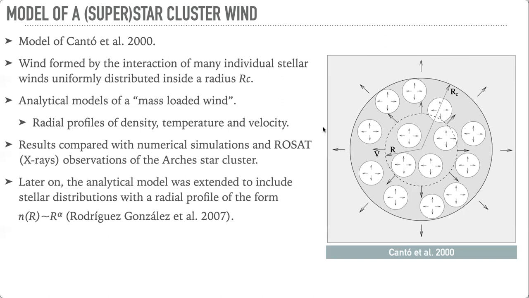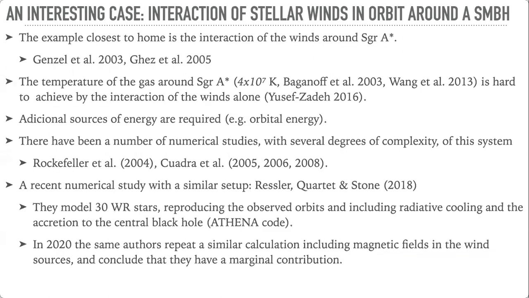However, an interesting case is when this is no longer the case. For instance, if we have a system of stars orbiting a supermassive black hole, such as the one in the center of our galaxy, then the orbital speeds can become of the order of the wind speeds. And well, this is very appropriate given the Nobel Prize given last year. It's already been noted that the temperature of the gas around Sagittarius A*, which is about 40 million Kelvin, is hard to explain by just the interaction of the winds by themselves. In other words, we need additional sources of energy, and the most obvious one is the orbital energy of those stars that are moving very fast close to the black hole.